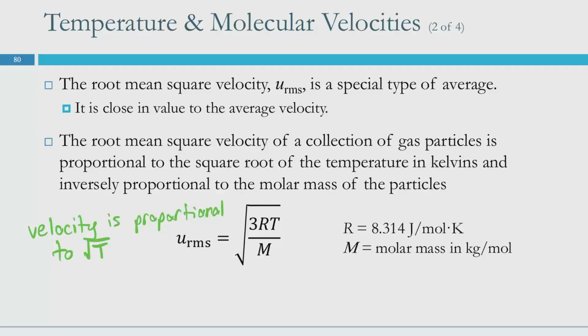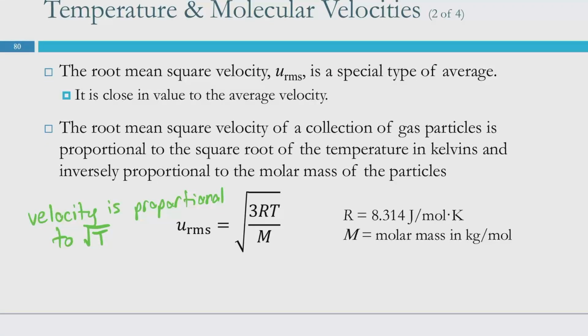So if you increase the temperature, the velocity also goes up, but it's not a 1-to-1 ratio. The temperature is a square root, and that's the Kelvin temperature. It's also inversely proportional to the molar mass of the particles. What that means is heavier particles are slower.